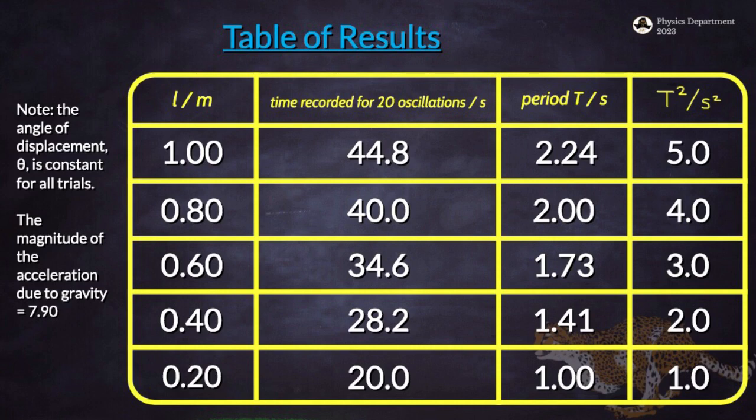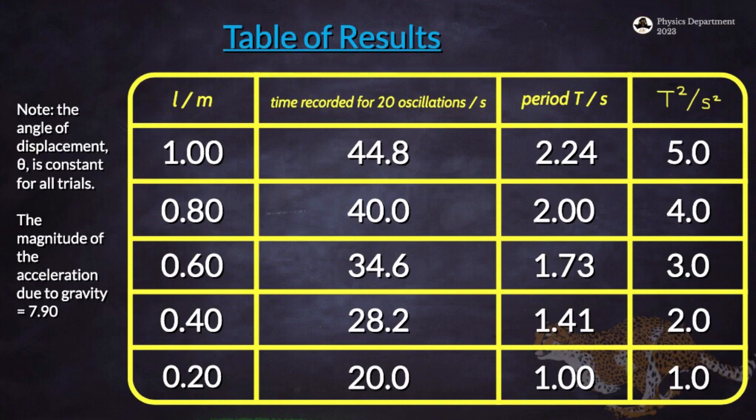I think you know why. If you see the acceleration due to gravity, the unit is meters per second squared. So that's seconds squared. That's where it also comes from. And then take note that the angle of displacement is the same, theta, and we are saying that it should be less than 5 degrees because we want it to be a simple harmonic motion. That's what we're aiming for. And then also our acceleration due to gravity will be 7.90 meters per second squared, like I was saying.